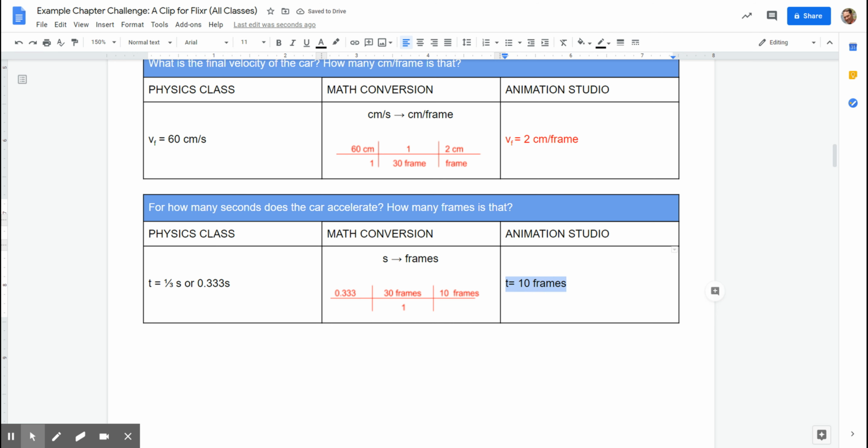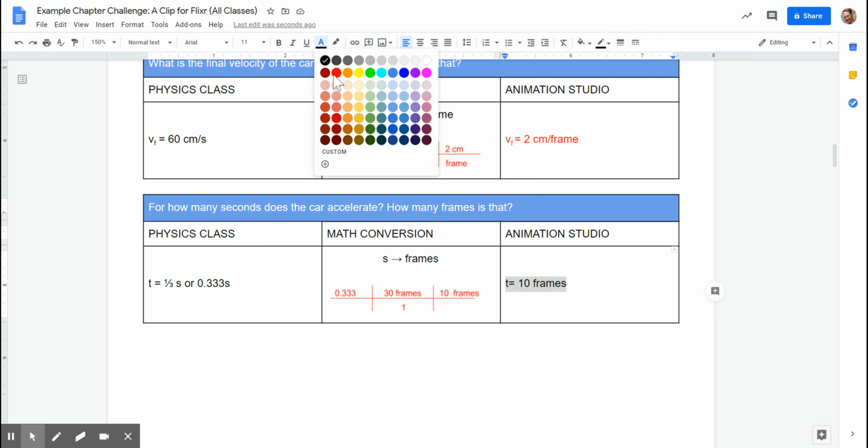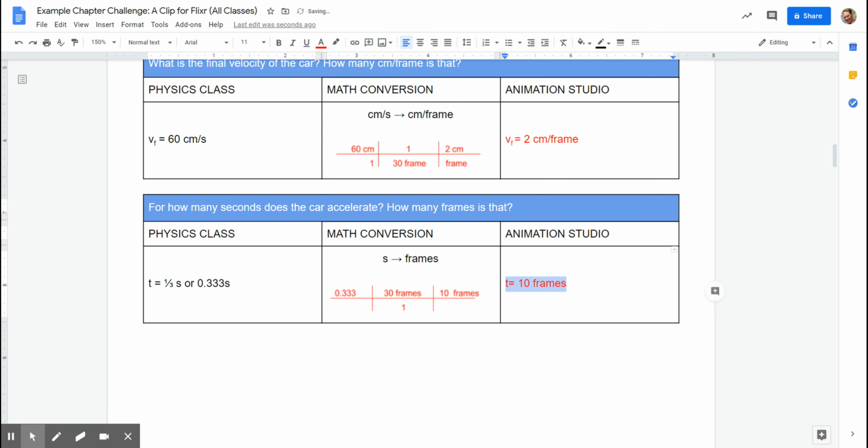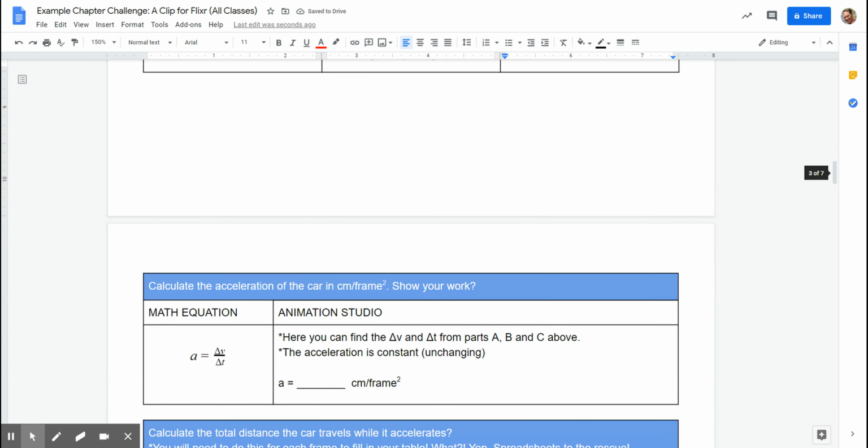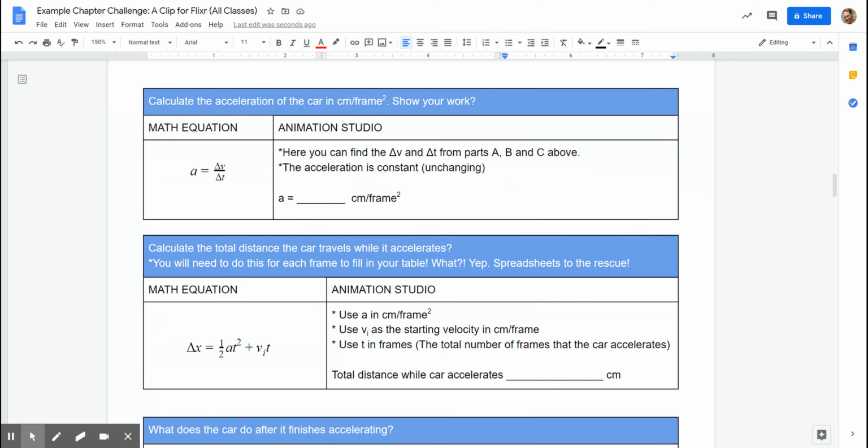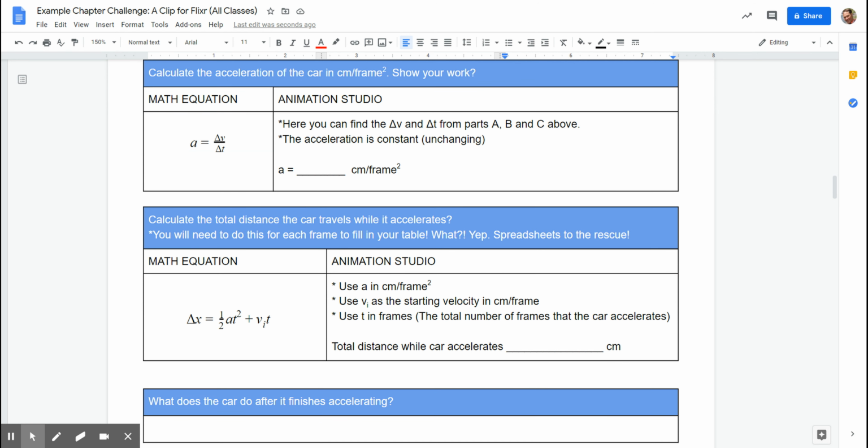Right? So now I've got a starting velocity, I've got an ending velocity, and I know that I accelerate for 10 frames. So the next pieces to this are calculating your accelerations and then your positions, which in this case are going to be changes in position, and I ask you to find the position at the end, but we'll get there. So let's take a look at acceleration first. This is a change in velocity divided by a change in time. So let's see if we can make sense of that.